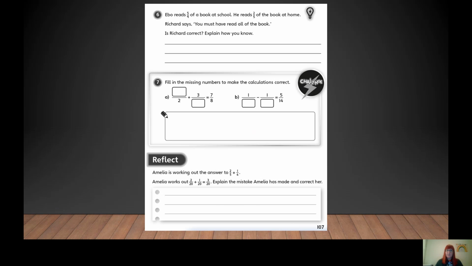Amelia is working out the answer, 2/5 plus a quarter. Apparently she does convert using the lowest common multiple to a common denominator and it looks like it's 20ths, but she ends up with an answer. Oh, there is a mistake. Okay, so think about what mistake Amelia has made and it gives you space to explain your reasoning. So as usual, I'm interested in you using the vocabulary from today's lesson: lowest common multiple, lowest common denominator, equivalent, convert, and so on.